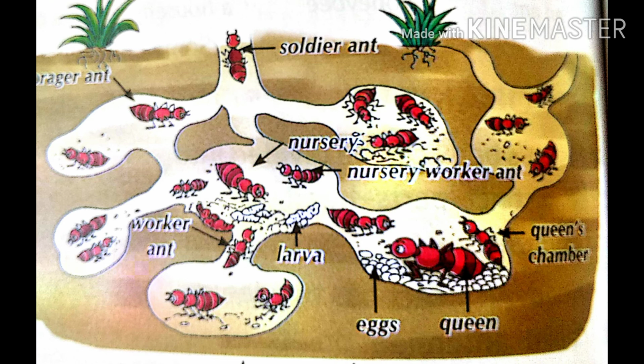Here we have seen the chambers: larva, eggs, queen's chamber, nursery, worker ant, and then the soldier ant, which is at the topmost. See in the picture that we have seen the queen ant. Queen ant is the mother of all other ants and the largest ant in size. Understand? So what is the work of queen ant? To lay the eggs. Understood?